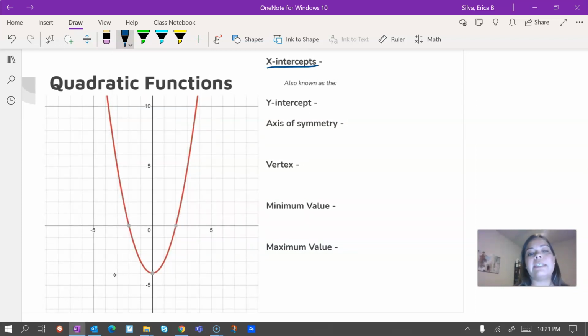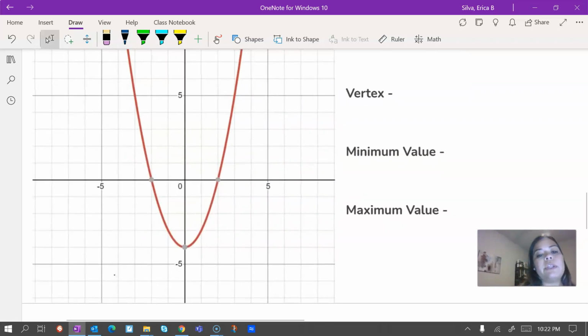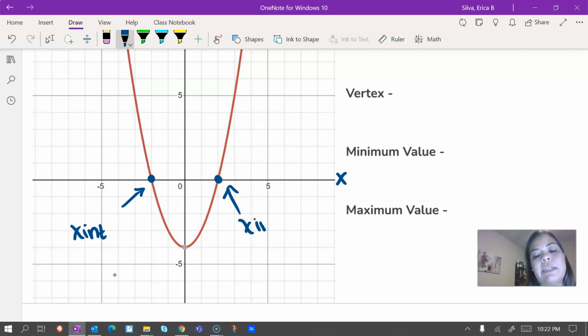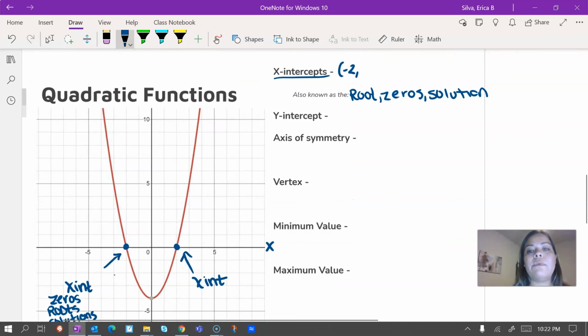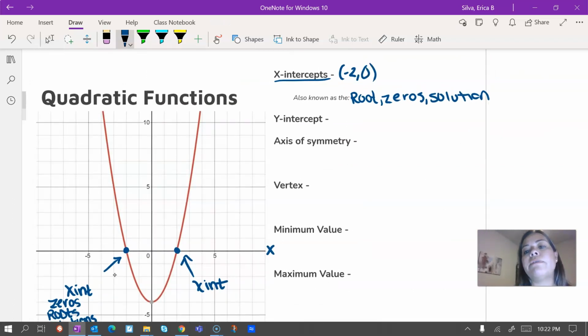So here we have our x-intercepts, also known as the roots, the zeros, and the solution. And remember, we looked at the x-axis, and it's these 2 points right here. This is the first x-intercept, and this is the second x-intercept. And again, it's also called the zeros, the roots, and the solution. Now the locations of those points: here we're at -2 as my x value, and remember your x-intercepts always have a y value of 0, and +2 and a y value of 0.